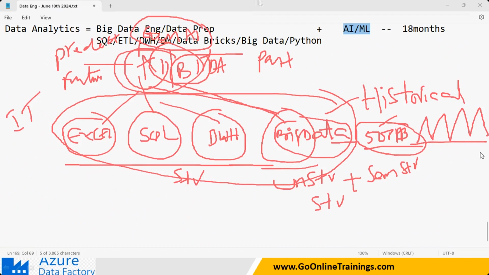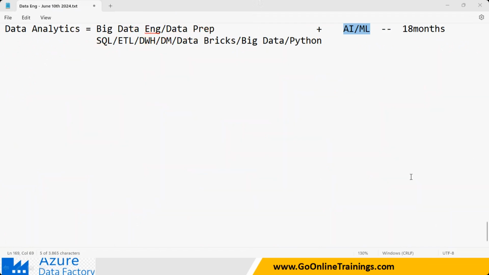So AI needs the data. You will get more and more job offers in the data engineering role. Clear? Any non-IT people can get into this kind of role, and you need a minimum of 3 to 6 months' time.